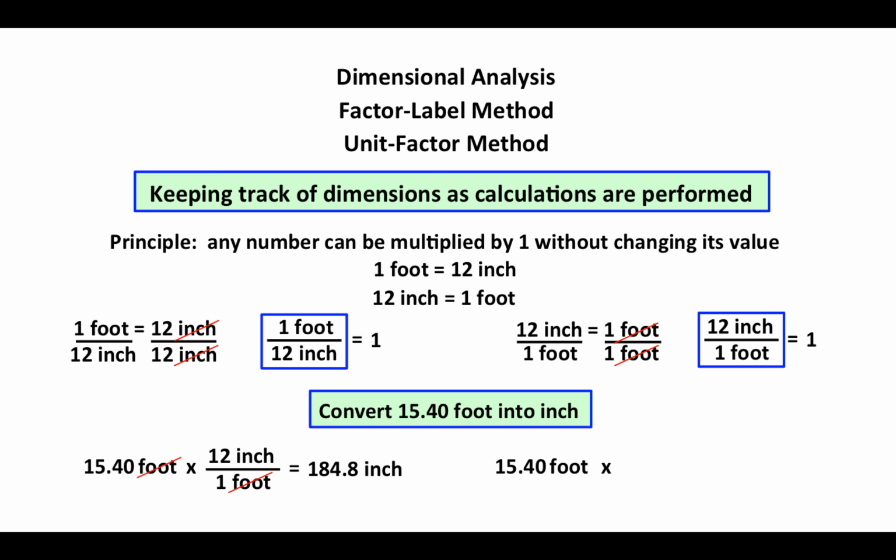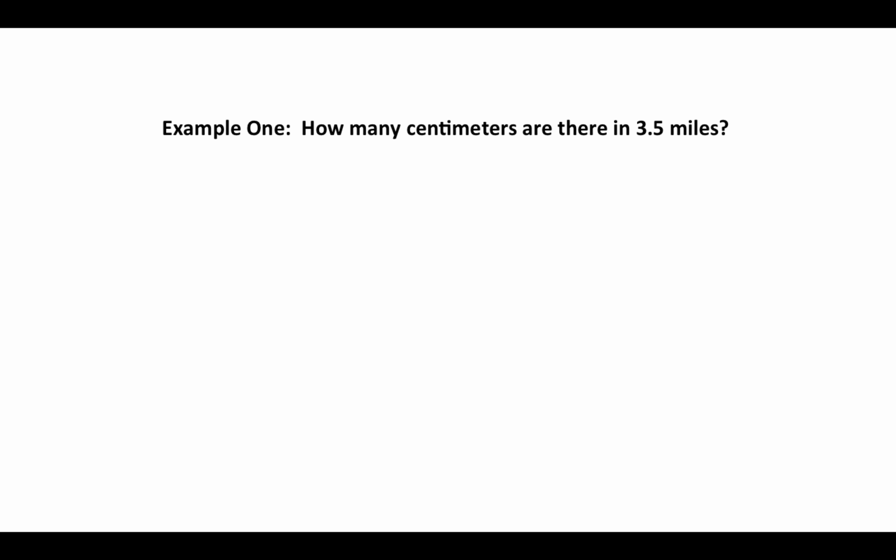If I pick the conversion factor on the left, then I multiply 15.40 foot by 1 foot divided by 12 inch. I multiply that and I get 15.40 foot squared over 12 inches. So I haven't actually converted my units correctly. Let's do a couple examples.